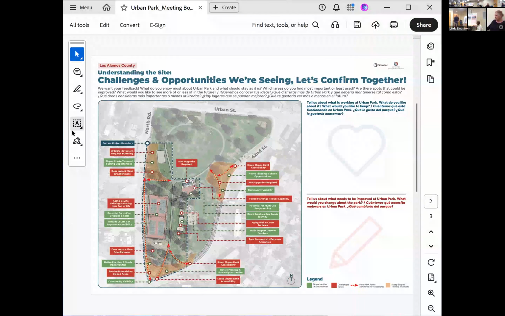I would love to see updates to the sand volleyball court. Is there any chance it could have lighting installed as well? We have lighted tennis courts in LA and White Rock, so I just wanted to ask if lights on the volleyball court would be a possibility. Thanks.